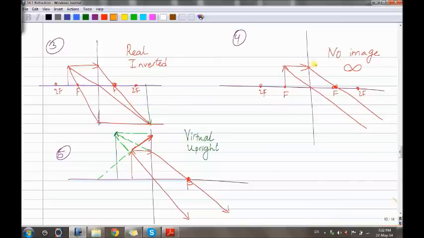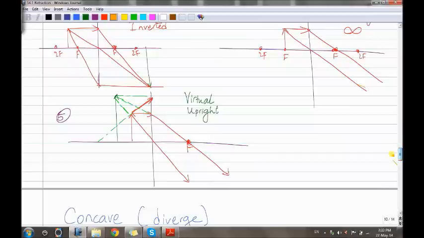Now we have the fourth case where we draw the object at the focal point, and then we draw a parallel line, so it will refract back through the focal point, and then we'll draw another ray here which will go through the center, and then it will also refract back, but here the rays will not meet, so it's like infinity, and so the result is that there's no image.